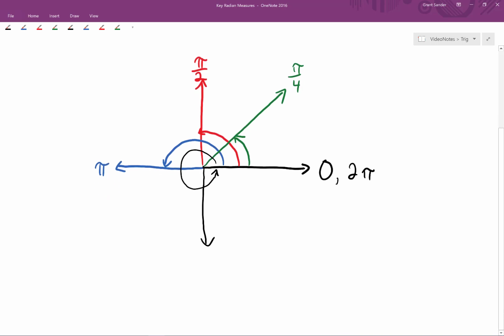Now we could also look at this one down here, another common one to look at. That's 3/4 of a full rotation. So the angle should measure 3/4 of the 2 pi radians, which is equal to 3 times pi divided by 2 radians.